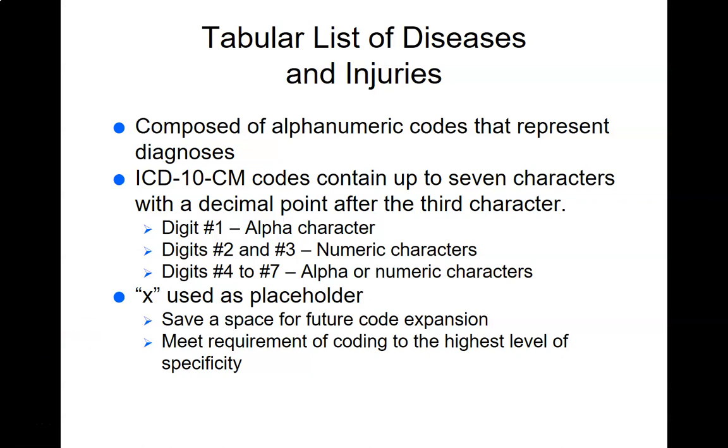The 6th character can signify laterality, the intent of a drug poisoning, such as intentional self-harm, assault, etc., with or without a given manifestation, the trimester of a pregnancy, the depth of a skin ulcer, or the nature of an injury. The letter X is used as a placeholder. It saves space for future code expansion, and it meets the requirement of coding to the highest level of specificity.